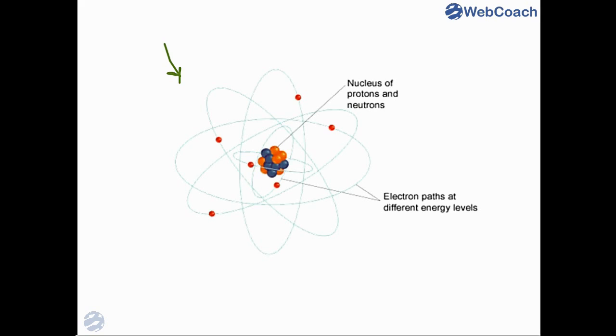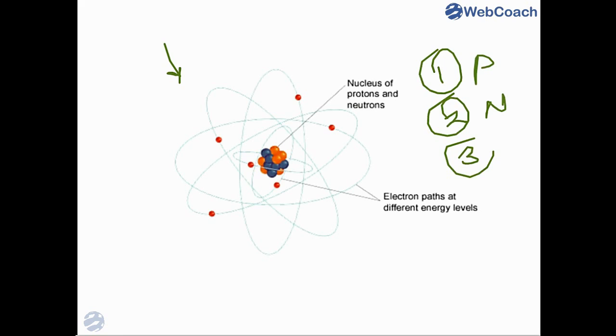Basically, an atom consists of three subatomic particles. The first one is protons, another one is neutrons, and the third one is electrons. Protons are positively charged particles, neutrons are neutral, that means they don't carry any charge, and electrons are negatively charged particles.